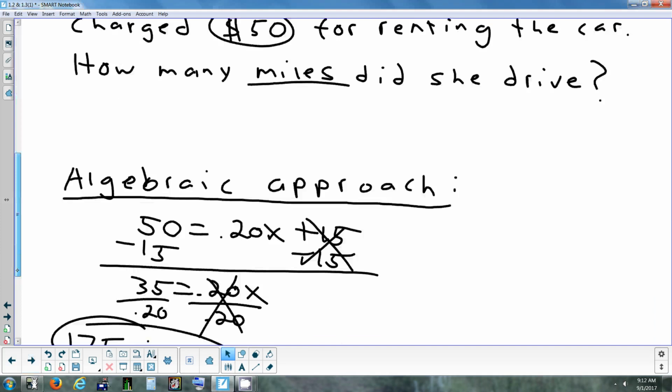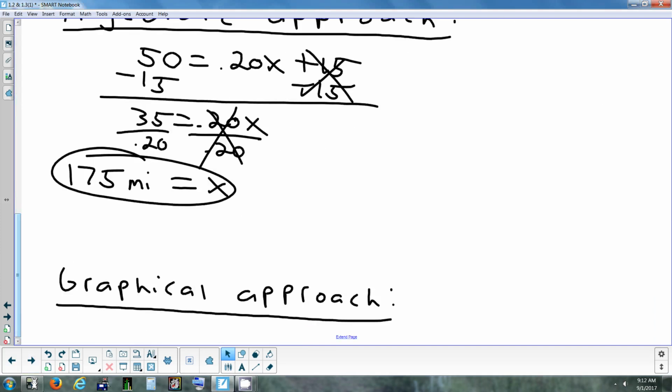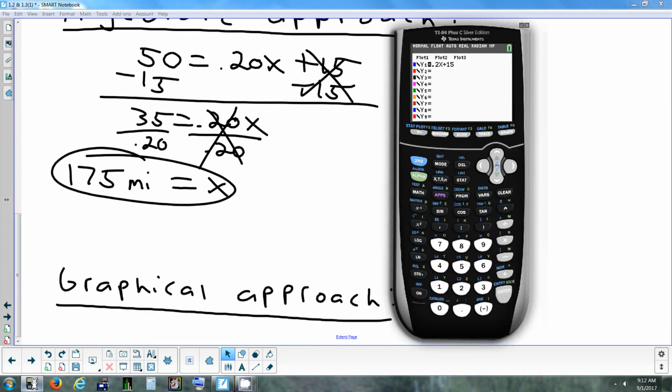When does that hit 50? So 50 is being plugged in for what letter? The y. So all you have to do is put in another equation. You want to know when the y value equals 50. Calculator is a little strange. Okay. So I type that in, and now I'm going to hit graph.